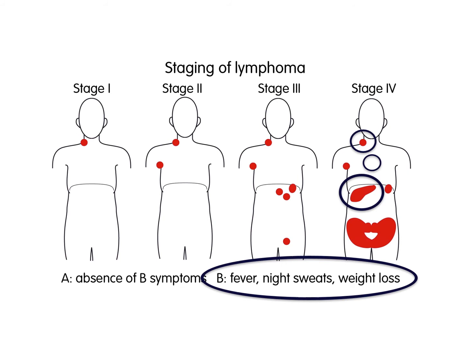If we now consider the patient in the case history, he had cervical, mediastinal lymph nodes, and he also had an enlarged liver. Therefore, because there's disease on either side of the diaphragm and involving extra lymphoid tissue, he had stage 4 disease, and due to the presence of fever, night sweats and weight loss, he would have stage 4B Hodgkin's lymphoma.